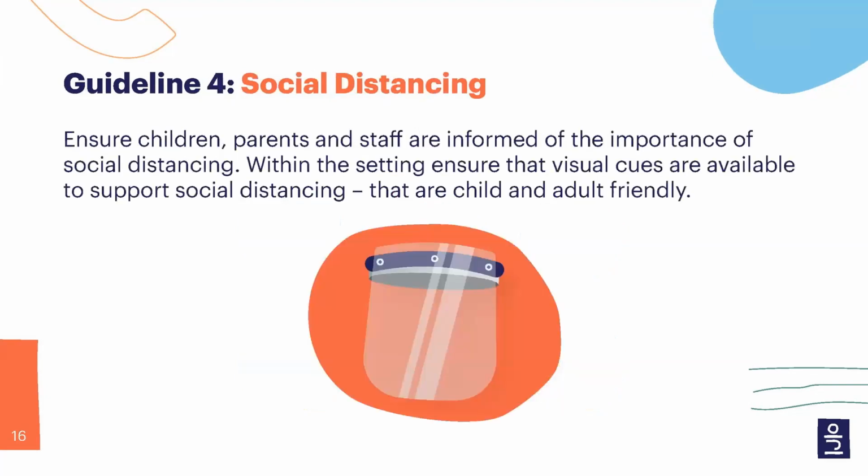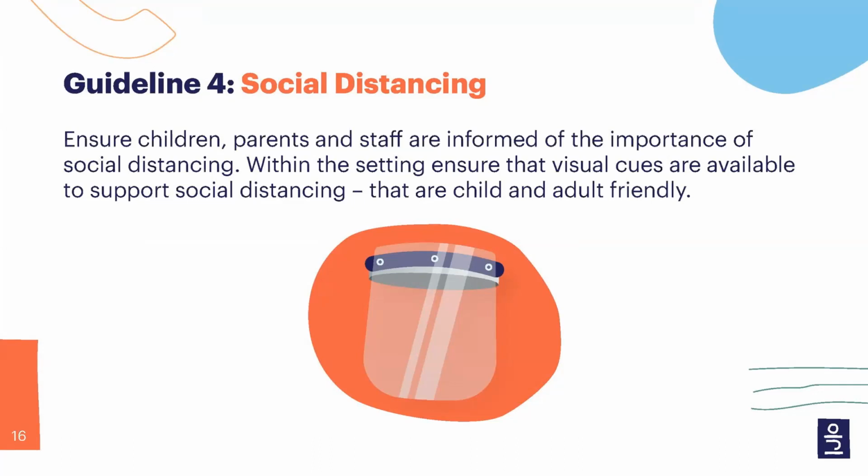Guideline number 4 looks at social distancing. It's very important that within your setting, your bubbles remain intact. There is a specific number of children that are meant to be within the bubble, and this with their ratio of adults. It's important that as a nurse, you understand that those ratios are in place and that you understand how your setting is managing that.